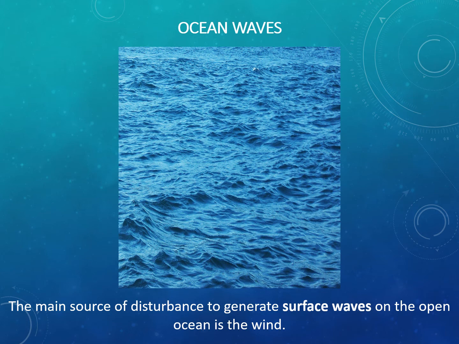So this image shows some waves on the open ocean, and these are the waves we tend to think of. Again, these are caused from the wind. The speed, direction, and duration of the wind over the open ocean can cause changes to wave shape.